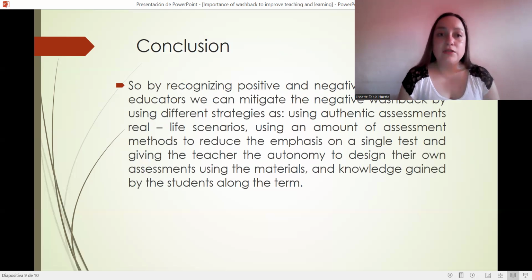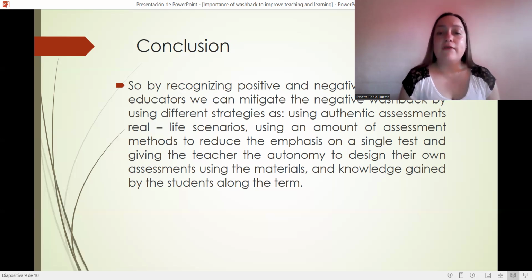So, as a conclusion, we can recognize positive and negative washback through all the assessments. And with this, we can mitigate the negative washback by using different strategies. First of all, I think it's very important to use authentic assessment, which can be used in real life scenarios. Because if we apply our knowledge to real life situations, it will help us keep checking it daily and improving it daily too.